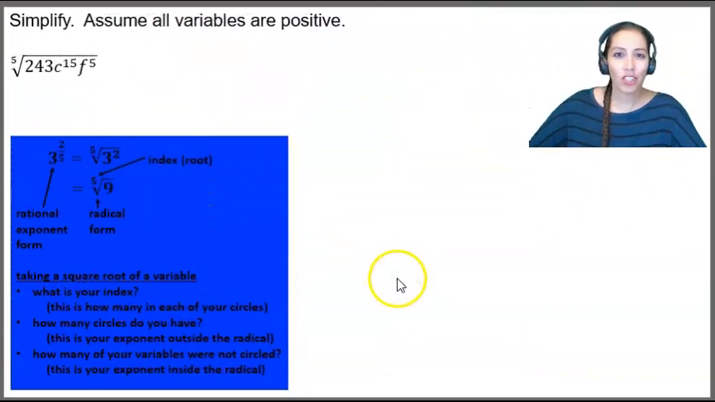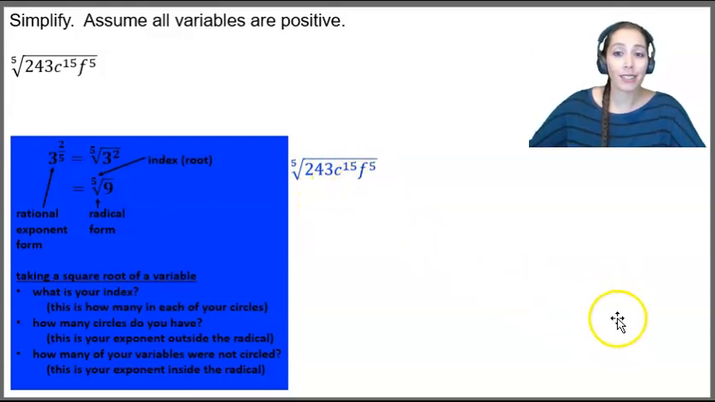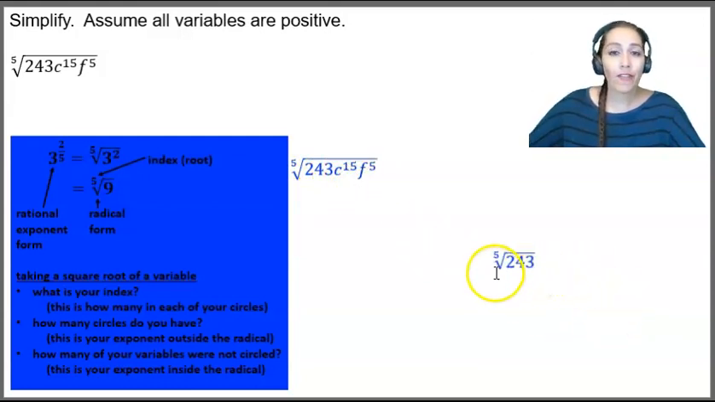Now that I have Chloe's cheat sheet notes, we can go ahead and start to simplify this fifth root. So in this problem, you will see that I am taking the fifth root of 3 different sections. I'm going to go ahead and split it up into the numbers and each variable, and then combine all the answers together. So I have the fifth root of 243.